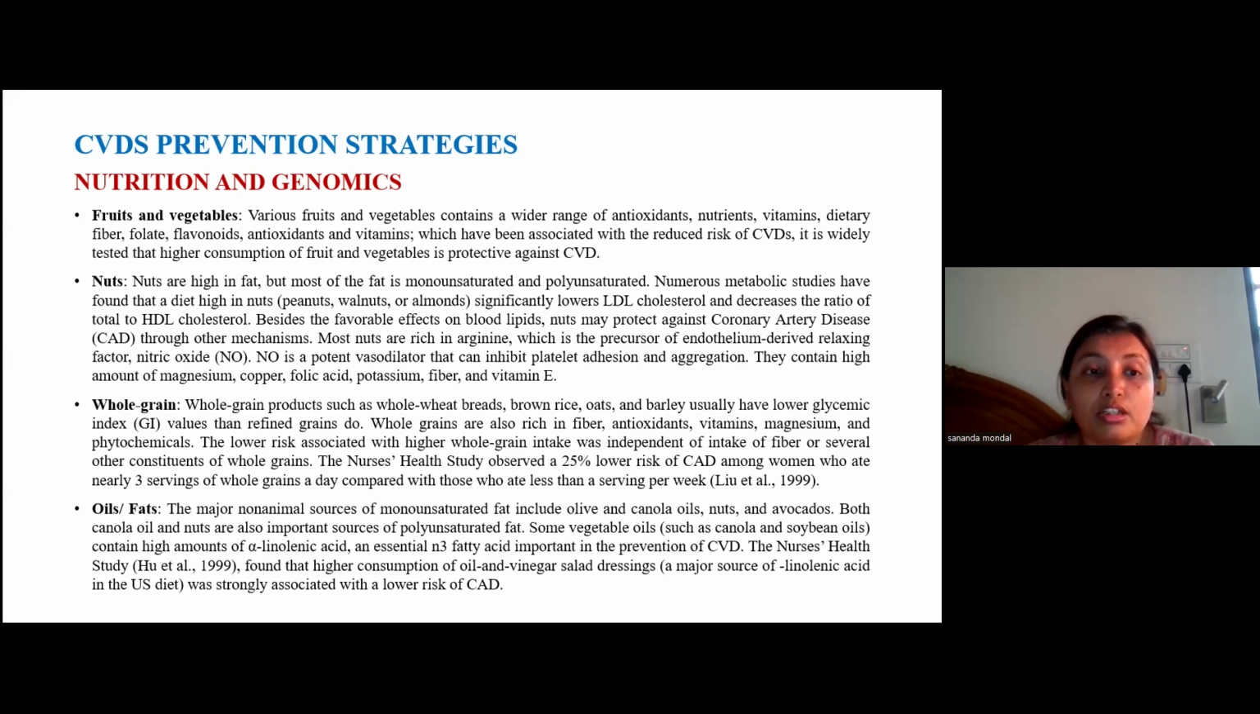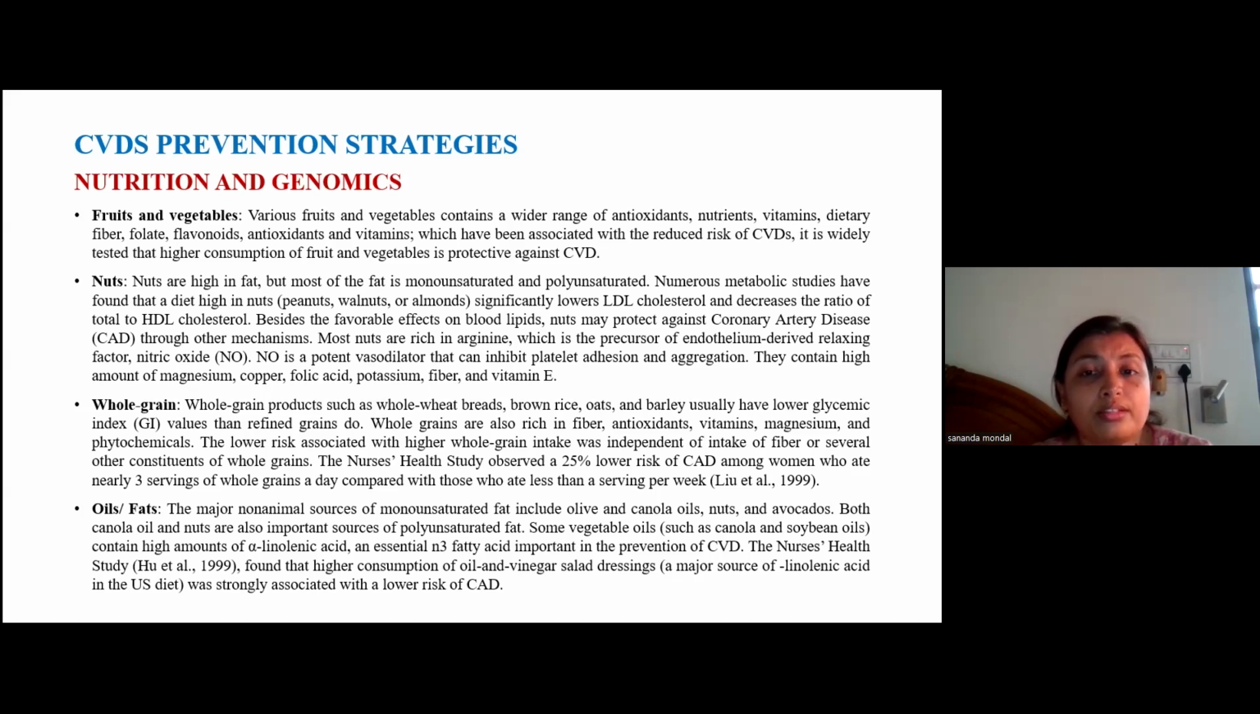After that, we can consider the whole grains. We cannot say that all refined grains are good. Refined carbohydrates as well as sugars are not good as part of a good plant-based diet for each and every person. So if we consider whole grains in our meal, that can be much better in comparison to the refined sugar or refined carbohydrates. Whole grain products such as whole wheat breads, brown rice, oats, barley usually have a lower glycemic index value in comparison to the refined grains.